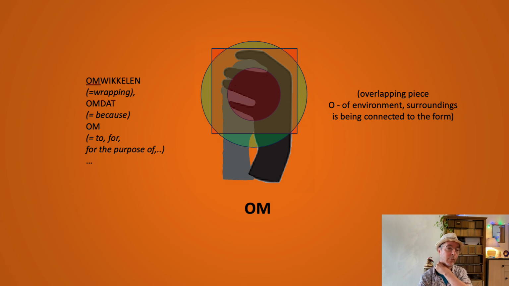So what kind of words did I have in the Dutch video? I had words which mean for the purpose of, you use it for a certain purpose. You have that, or because. You have omwikkelen, or wrapping. You can sense, of course, this wrapping. I'm going to grasp it and use it for something. That's what the sense is underneath. That's what you can sense underneath. And that's actually what it is.